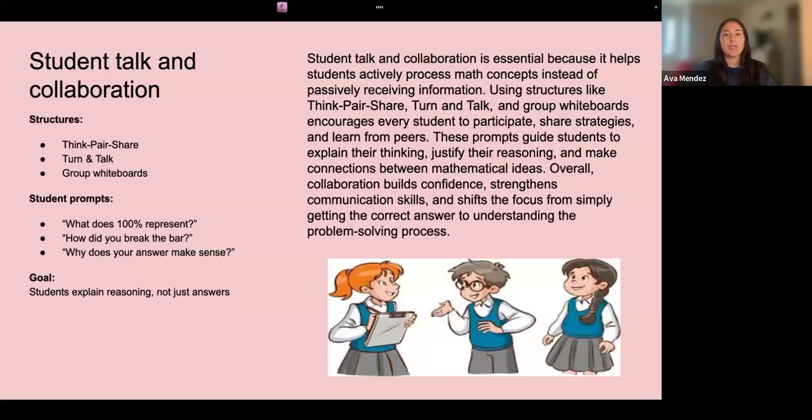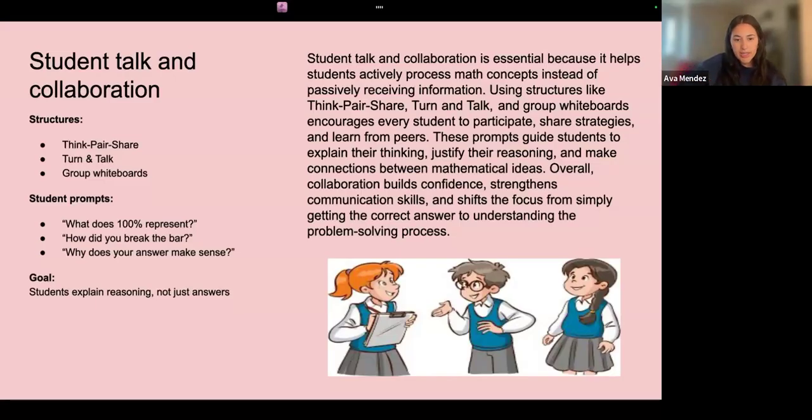Student talk and collaboration is essential because it helps students actively process math concepts instead of passively receiving information. And then I looked up some strategies online for why it's important for students to collaborate and talk. I didn't put the citations over here, but this is from online. It basically explained that 75% more of students were able to process math quicker when they collaborated with either a teacher or multiple students rather than doing it on their own.